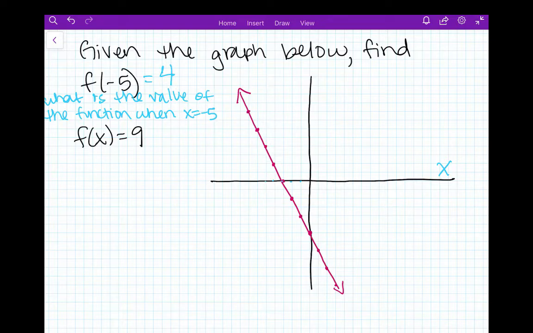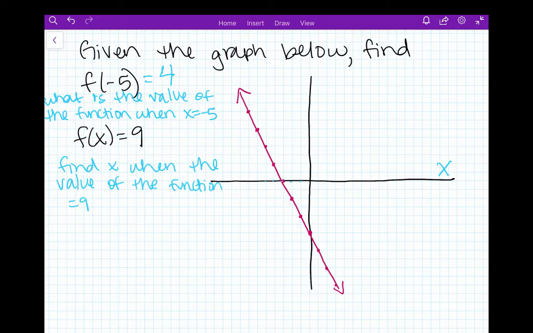Now I need to find f of x equals 9, meaning the value of the function is 9. I need to find x when the value of the function equals 9. So when the value of the function is 9 is 1, 2, 3, 4, 5, 6, 7, 8, 9. That's right here. So that's this point right here, which it looks like is negative 1, 2, 3, 4, 5, 6, 7, negative 7.5.